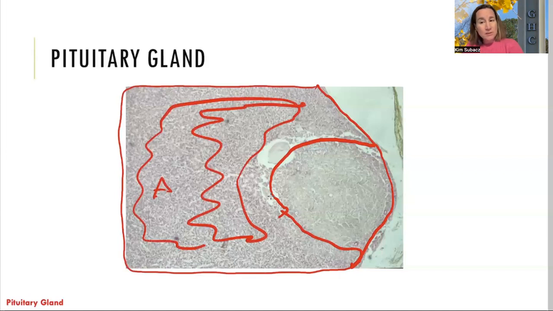But what about the posterior pituitary? The posterior pituitary is going to be this section over here. This is the neurohypophysis. It is the posterior part of the pituitary. And on the slides, in general, it's usually a lighter color. Sometimes it's a lighter pink when compared to the adenohypophysis, which is usually kind of a purple color.